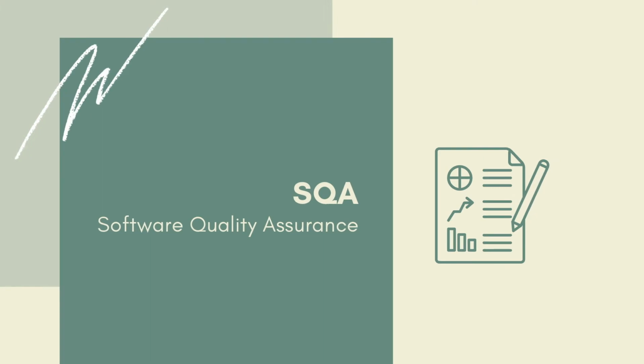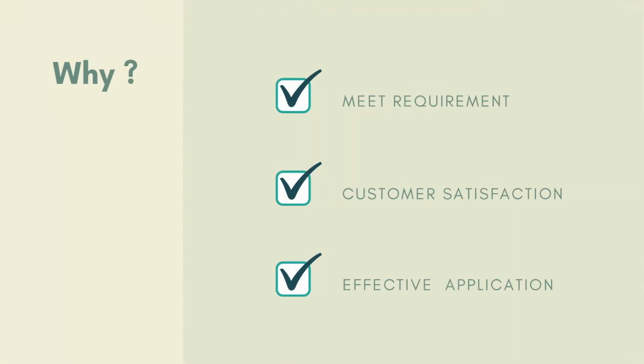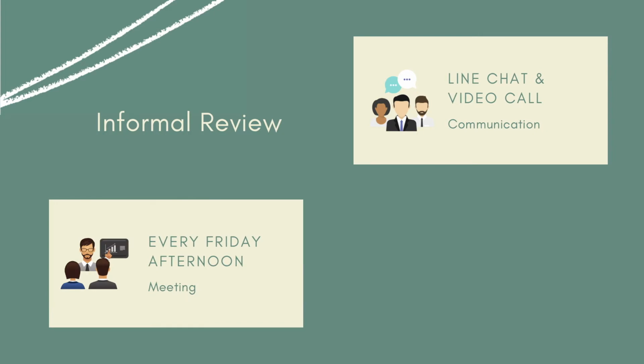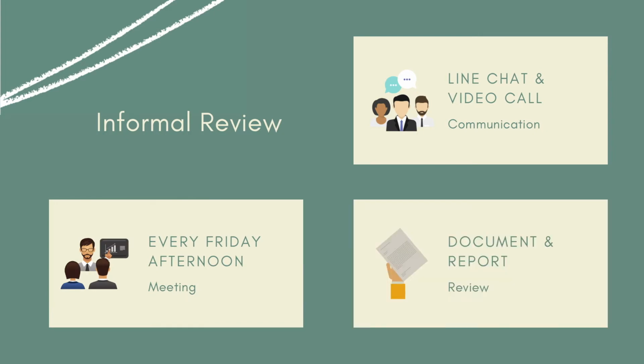Next, software quality assurance, or SQA, which we do to make sure that the software meets the given requirements, ensuring customer satisfaction and an effective application. The majority of our reviews have been informal, through real-time chat or video call. A routine for an informal meeting is every Friday afternoon. Another informal review is to review the report.